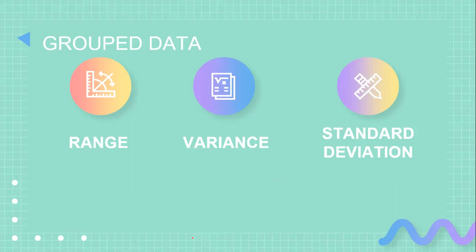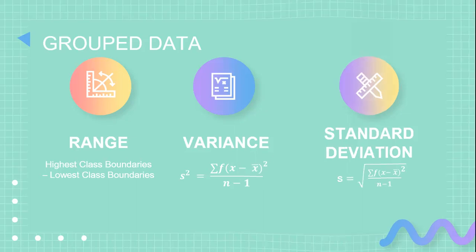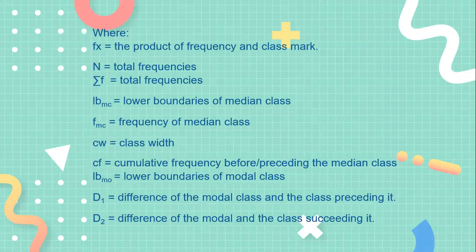Now for range, highest class boundaries minus lowest class boundaries. Then for variance, S squared is equal to summation F quantity X minus the mean squared divided by N minus 1. So for standard deviation, our formula is S is equal to square root of variance. Okay? Now, where Fx is the product of frequency and class mark.